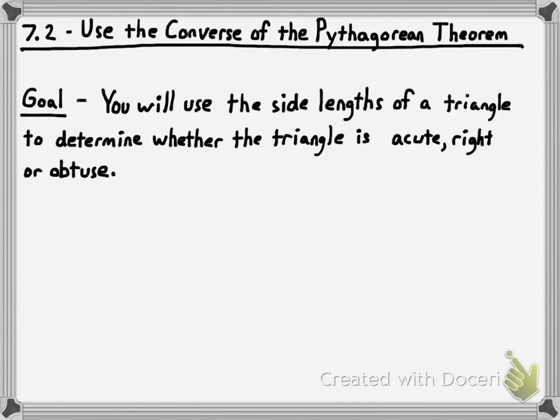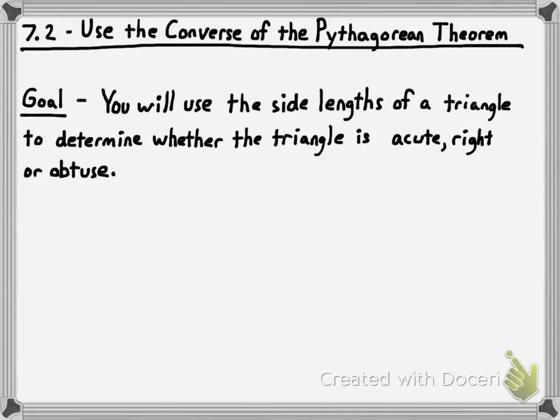Hey, good everybody here. We're going to be learning section 7.2 and in particular how you use the converse of the Pythagorean theorem. Now that you know the Pythagorean theorem is an if-then statement, not just an equation, we're going to talk about how you take that if-then statement and write the converse of it and how you apply that to various situations. In particular, the skill that I need you to have today, I need you to be able to use the side lengths of a triangle in order to determine whether the triangle is acute, right, or obtuse.